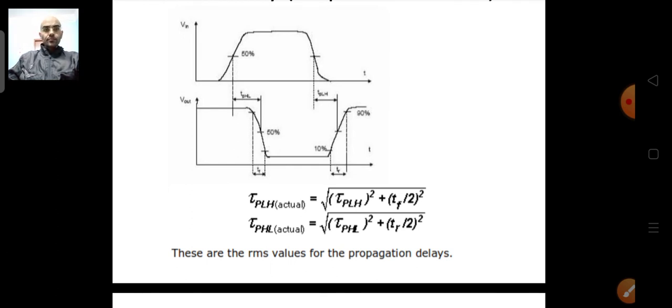If we take the fall time and the rise time of the input, suppose we are finding the tau PLH, so low to high. In this case, our output is going low to high.